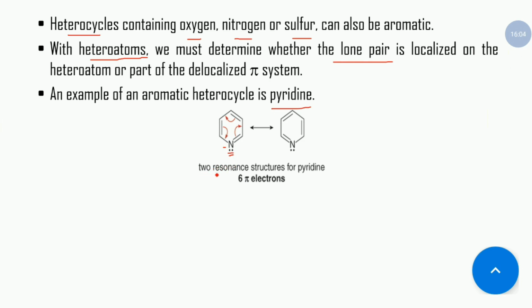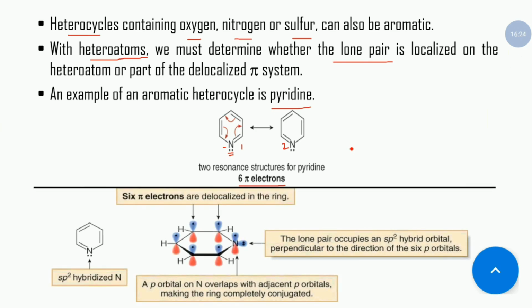So 2 resonance structures of pyridine are possible. Here is 1 and here is 2. Just delocalize one after another and you get the second resonance structure of pyridine, which contains a total of 6 pi electrons.